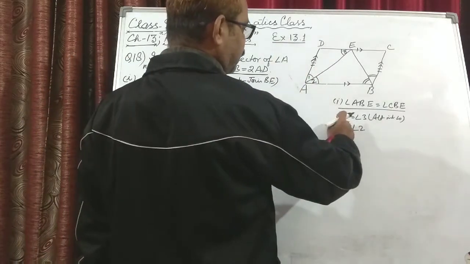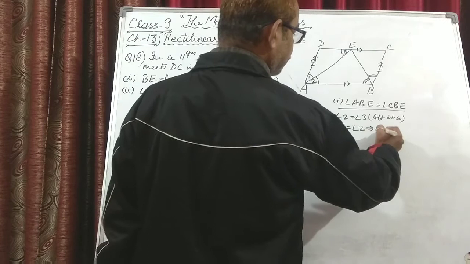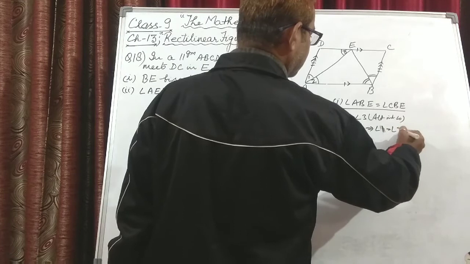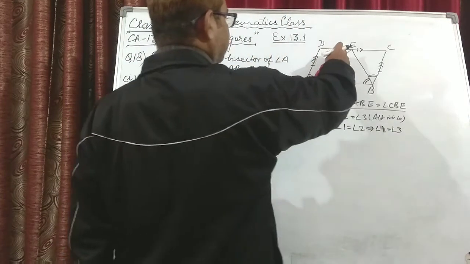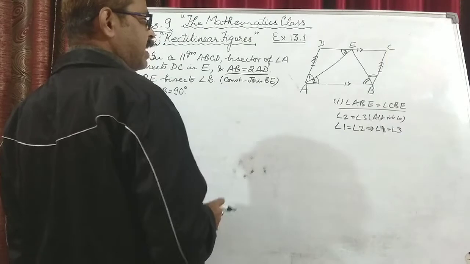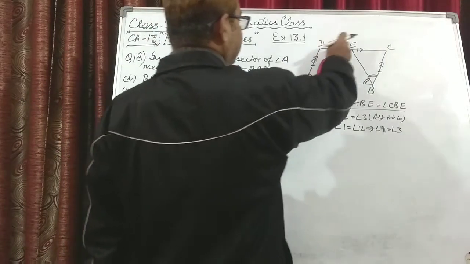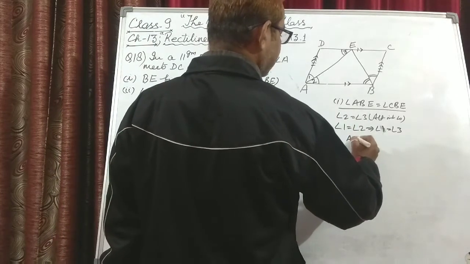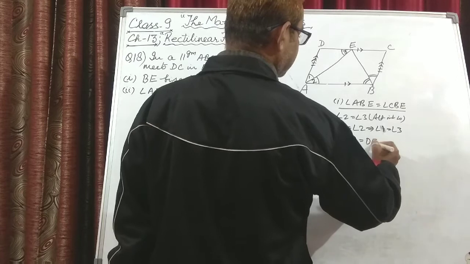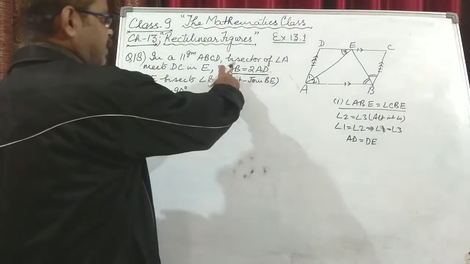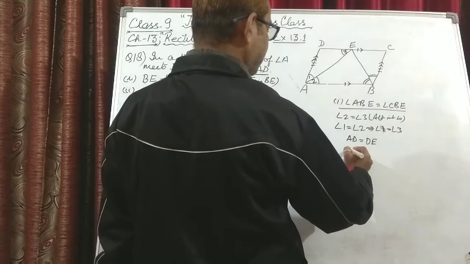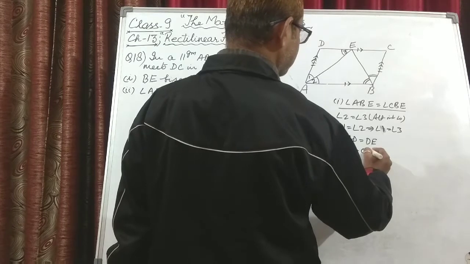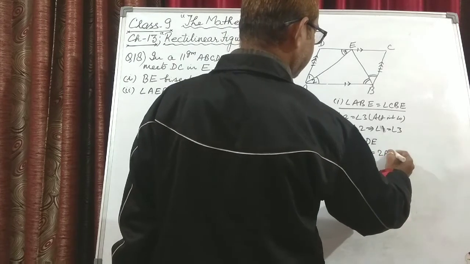If 1 and 2 are equal and 2 and 3 are equal, it implies that angle 1 is equal to angle 3. If angle 1 and angle 3 are equal, it means ADE becomes an isosceles triangle. So we can say AD is equal to DE, number 1. Now it is given that AB is equal to 2 times of AD. AB is equal to what? CD. We can say AB is equal to CD, and that is given as 2 times of AD.